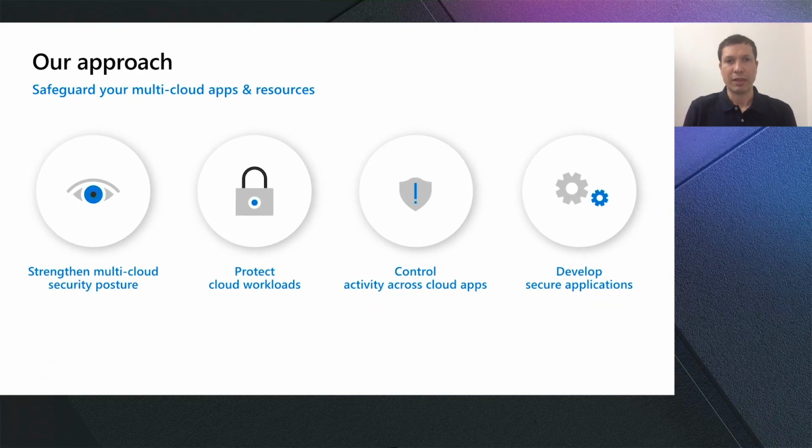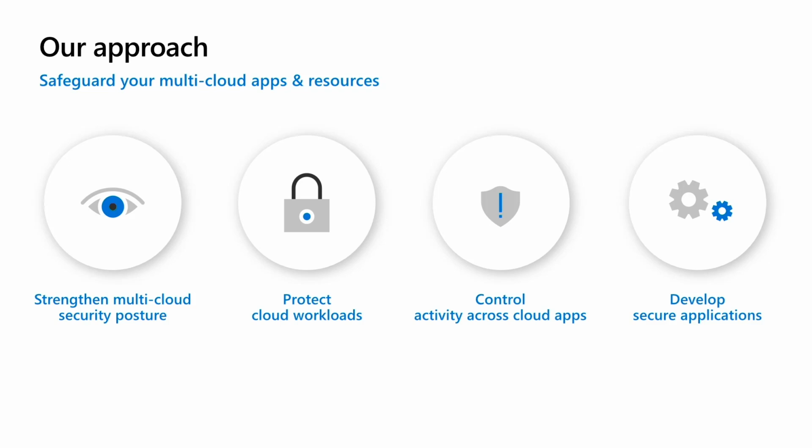Let's talk about our approach. At Microsoft, we leverage our global scale, trillions of signals, and deep security expertise to build industry-leading security solutions to protect your multi-cloud applications and resources. Our cloud security posture management, Azure Security Center, and our workload protection solution, Azure Defender, are tightly bound and enable integrated visibility, posture management, and protection across clouds. Our cloud access security broker, Microsoft Cloud App Security, provides a centralized approach to controlling access to and use of your most important data across any cloud applications. We can do this for third-party apps, custom apps, Microsoft apps, and multi-cloud resources.